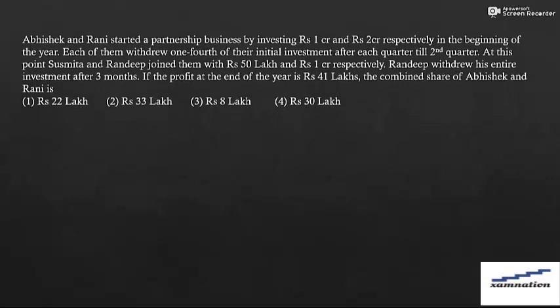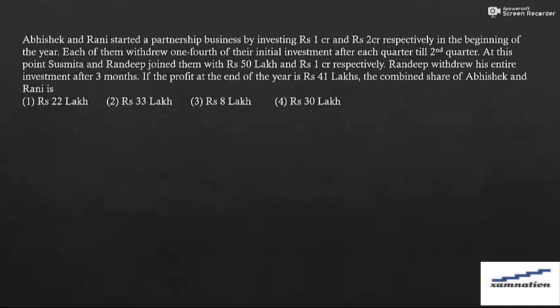Moving on to the next question. Abhishek and Rani started a partnership business by investing rupees 1 crore and 2 crores respectively in the beginning of the year. Each of them withdrew 1/4 of the initial investment after each quarter until the second quarter. At this point, Sushmita and Randeep joined them with rupees 50 lakh and rupees 1 crore respectively. Randeep withdrew his entire investment after 3 months. If the profit at the end of the year is 41 lakhs, the combined share of Abhishek and Rani is?